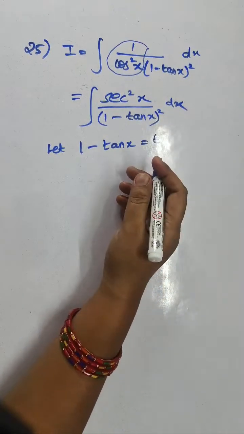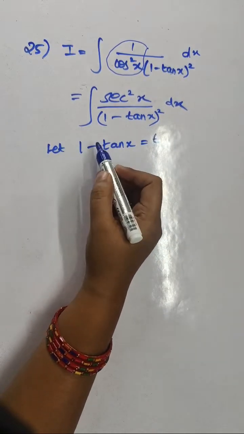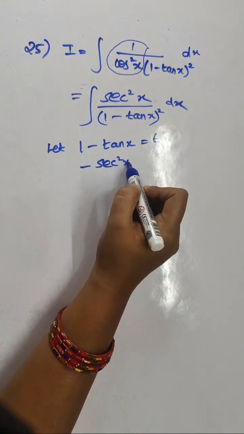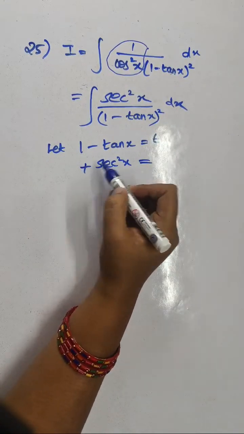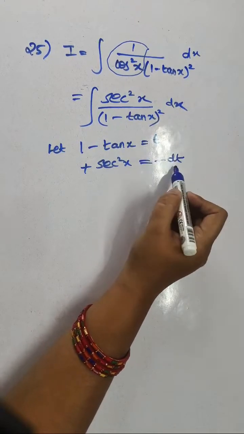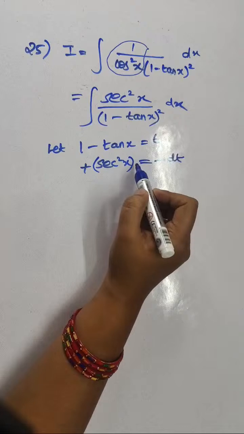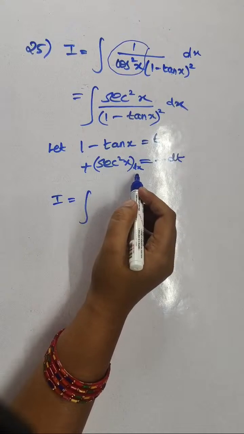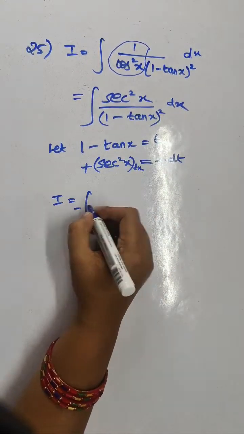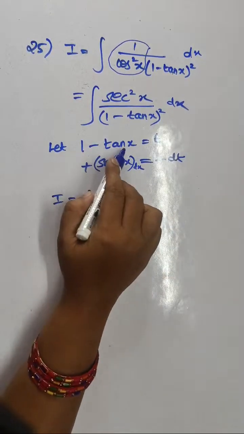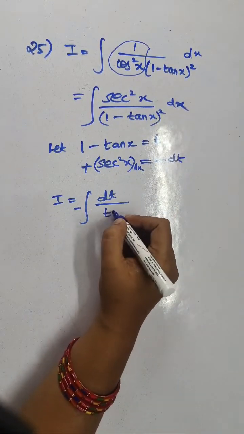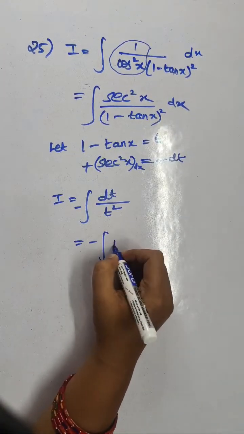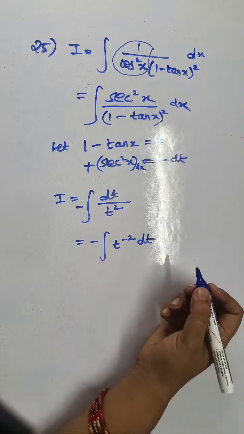As usual, differentiate both sides with respect to x. This is constant, so that will become 0. Tan x differentiation is secant square x. And take this minus to the right side. So you will get it as dt by dx, and take that to the left side. So the given question will become, in place of secant square x dx, that can be replaced as minus dt. In place of 1 minus tan x, you can write it as t. We have power 2. Take that to the numerator. So that will become t power minus 2.